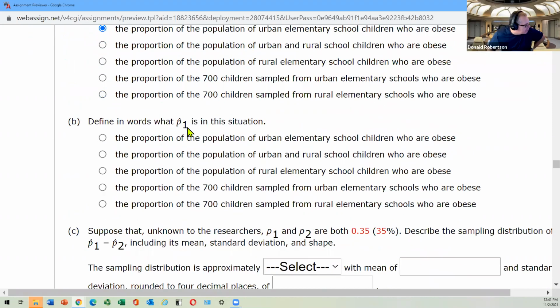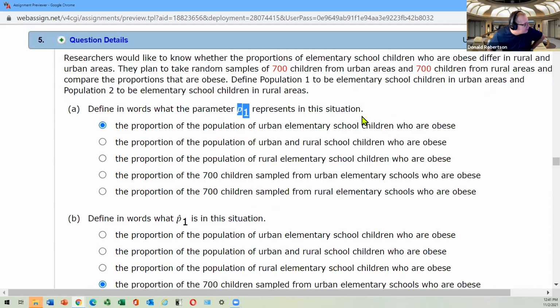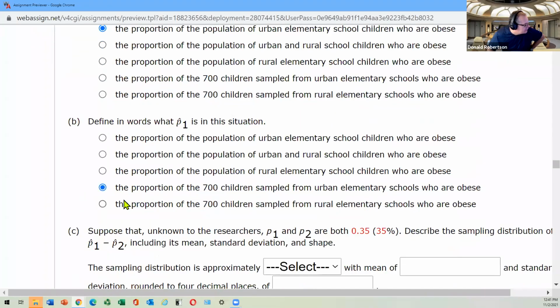So in this one, it would be the proportion of those who are sampled. It would be a base. And the proportion of population. Is it urban or rural? I should check that. P1 is urban, so I want it to be urban. So yeah, that's the right dots.